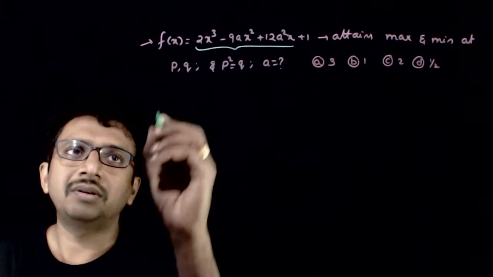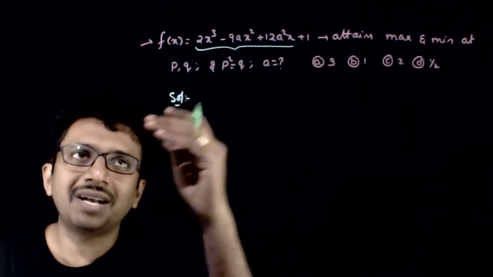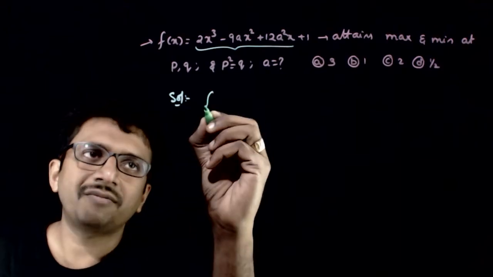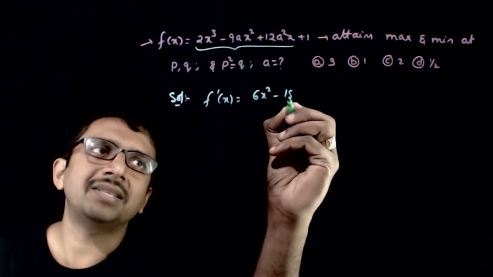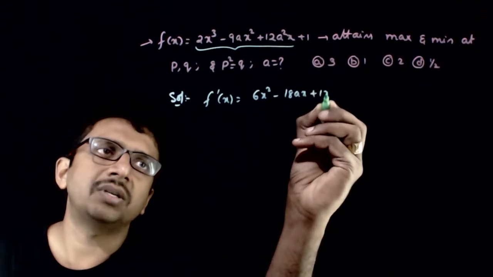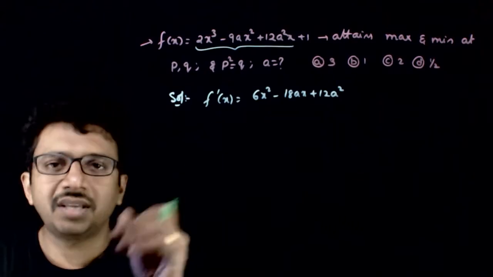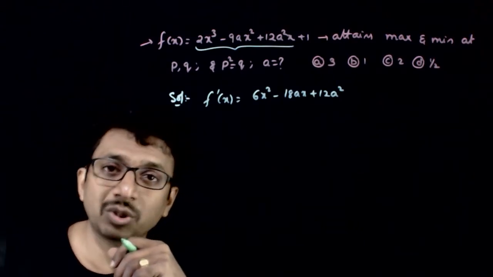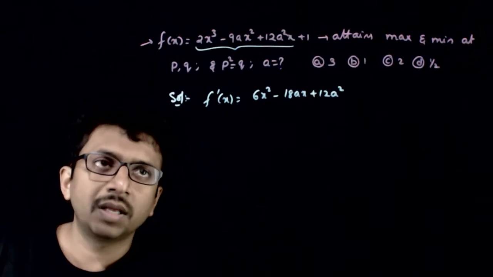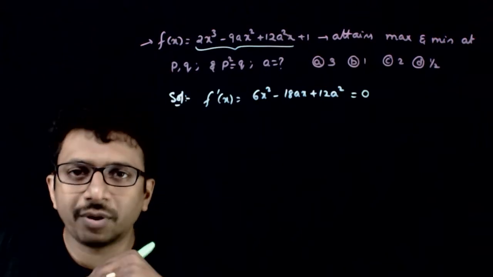That's the question. To inquire about the values where you have maxima and minima, let us differentiate this function. So f dash of x is equal to 6x square minus 18ax plus 12a square. Now this f dash of x has to be equal to 0 for critical points.